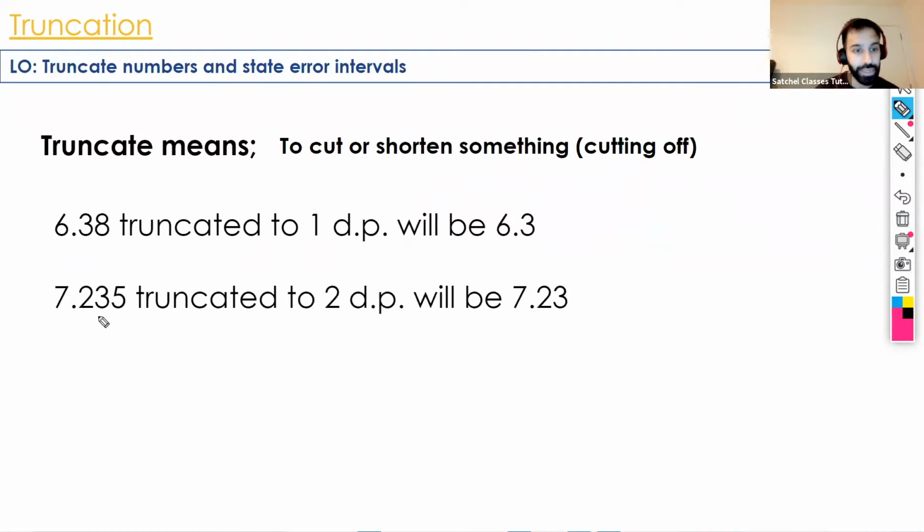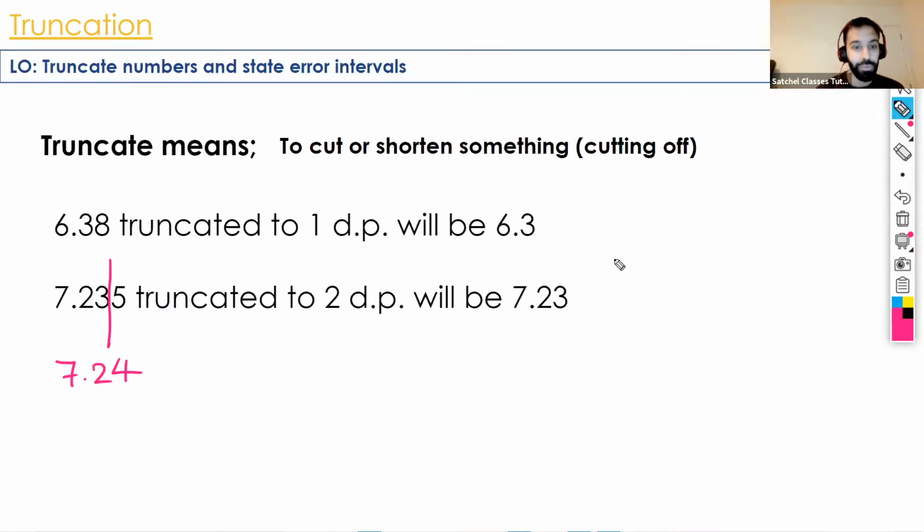Likewise, in the second example, so 7.235 truncated to two decimal places will be 7.23 because we ignore the third digit. And once again, if we were rounding to two decimal places, this would round to 7.24. But in the case of truncation, it's still going to be 7.23. So make sure you really know the difference between rounding and truncating.